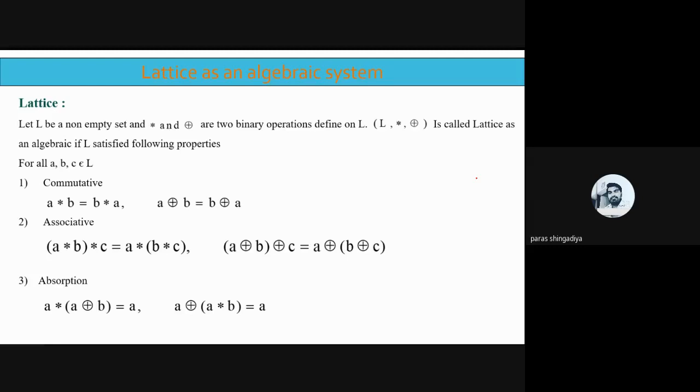Commutative means A star B is equal to B star A, and A ring sum B is equal to B ring sum A. Associative includes three variables, A star B star C is equal to A star B star C, and same for the ring sum. And the absorption conditions use the mixed form, A star (A ring sum B) is equal to A, and A ring sum (A star B) is equal to A. Clear? So this is the definition of a lattice as an algebraic system, and let us implement it on one example to verify whether it is a lattice as an algebraic system or not.